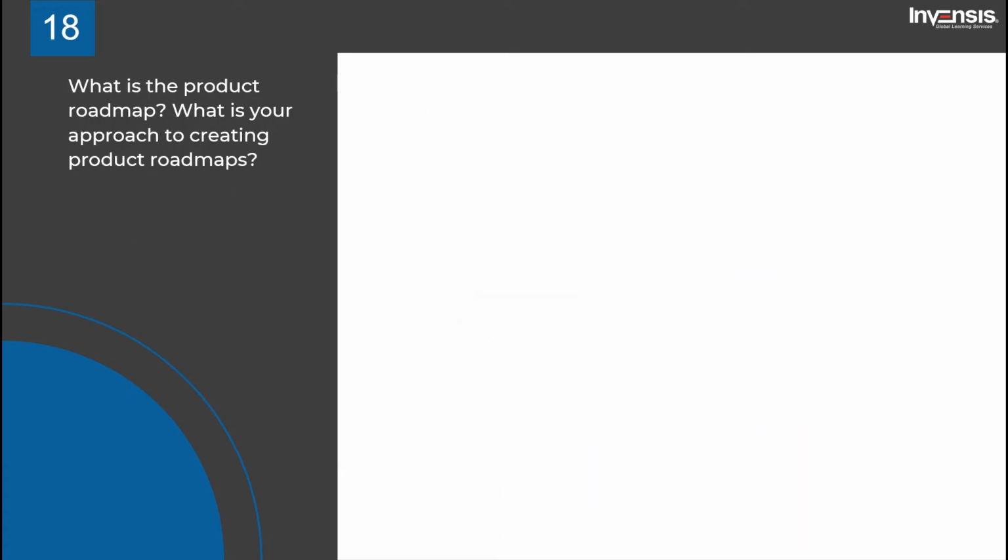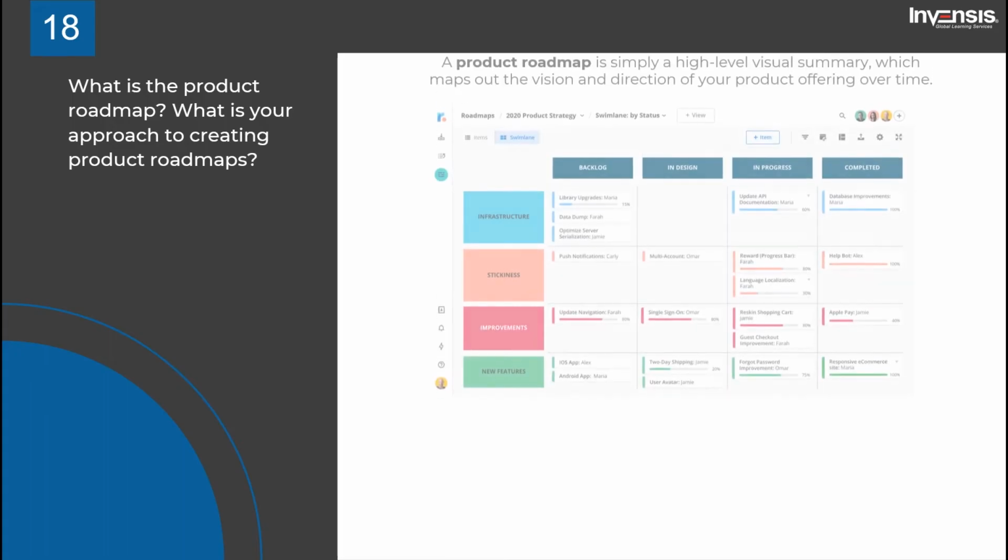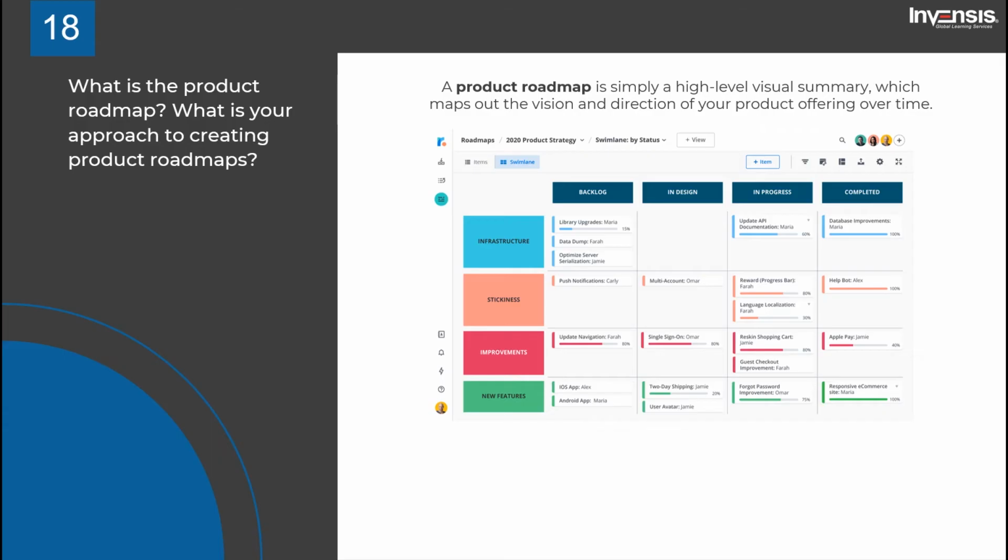Moving on to the next question. What is the product roadmap? And, what is your approach to creating product roadmaps? A product roadmap is simply a high-level visual summary, which maps out the vision and direction of your product offering over time. It basically communicates the why and what behind what you're building.